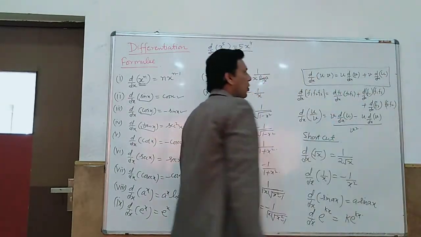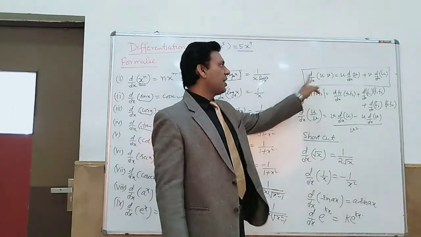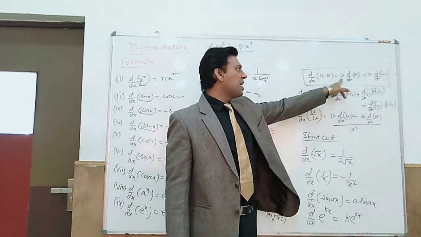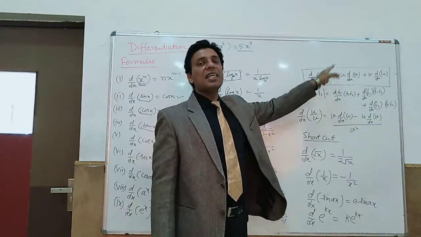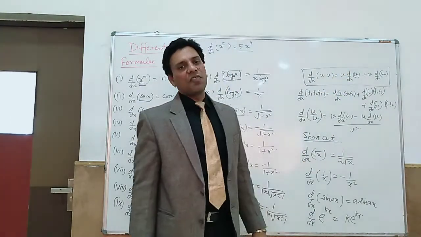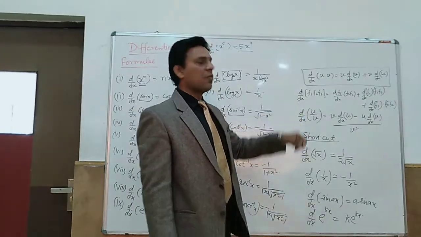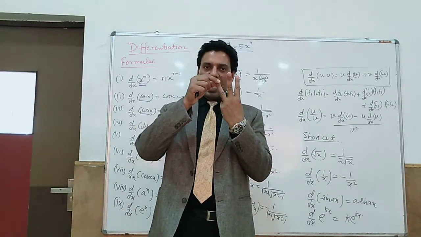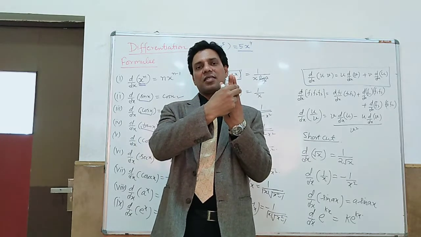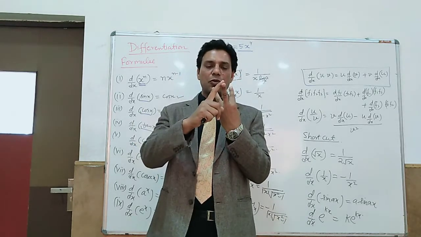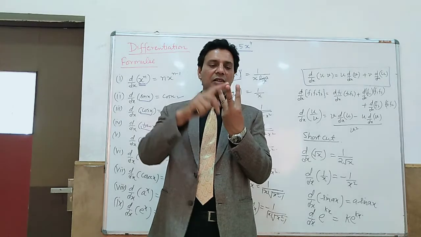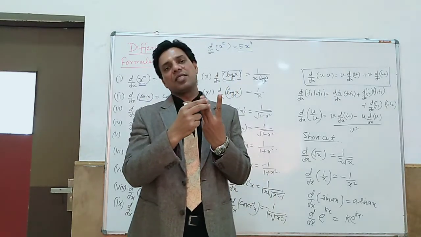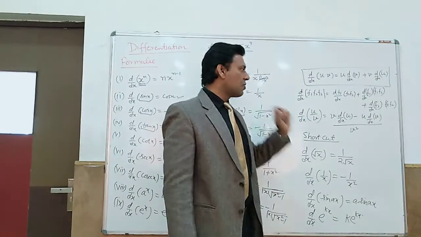This is called the product rule. Whenever you are differentiating a product of two functions, the formula is: first function as it is, differentiation of second, plus second as it is, differentiation of first. And you can generalize this formula. Suppose you have three functions. First the differentiation of f1, keeping these two as they are. Then the differentiation of the second function, keeping the other two as they are. Then the differentiation of the third function and the other two as they are. So we can generalize this formula.